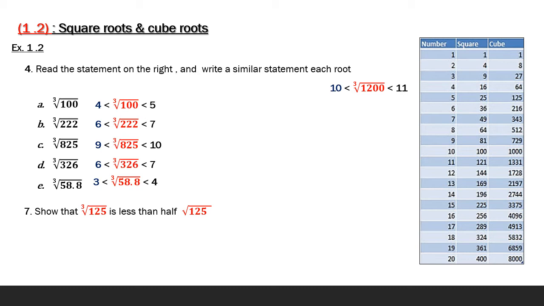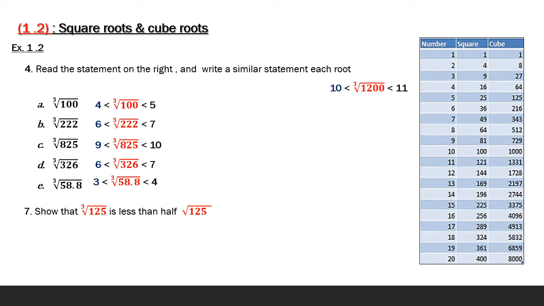Show that the cube root of 125 is less than half of the square root of 125. So if we look at the table, for the square root, 121 will be 11.